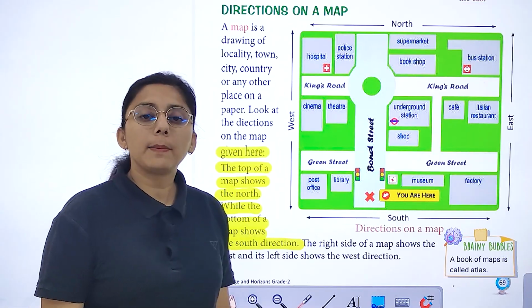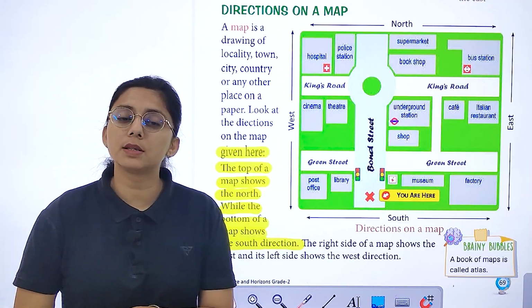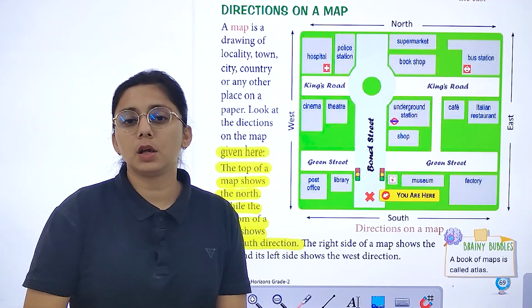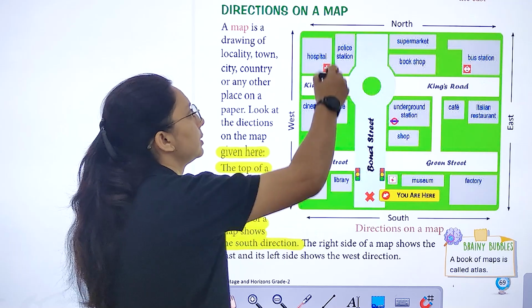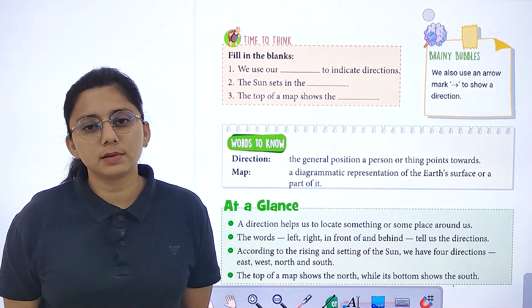So what is the book of maps called? Atlas. You all have a book of maps in which there are a lot of maps present and different maps are there. What do we call this? Atlas. Right? Here some questions have been given. You have to answer them.